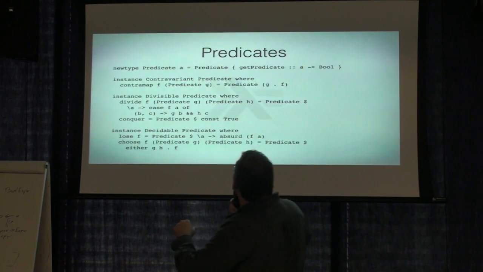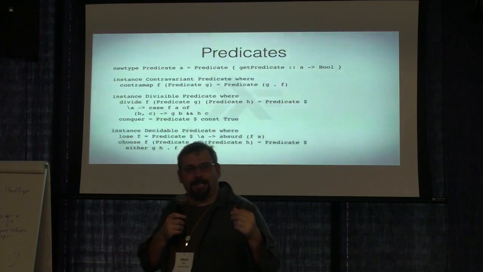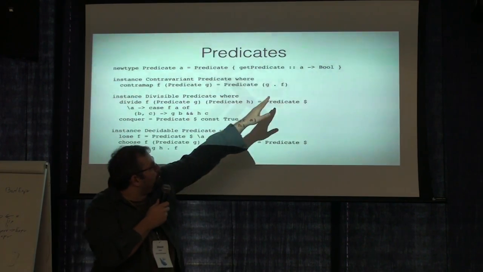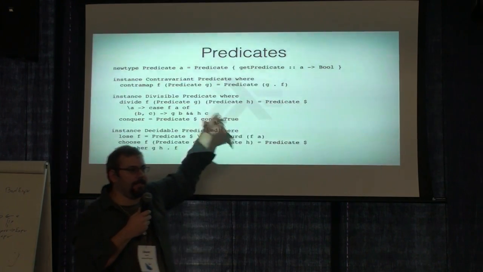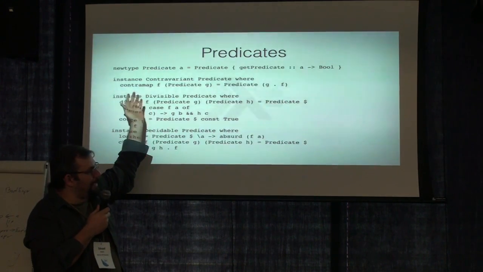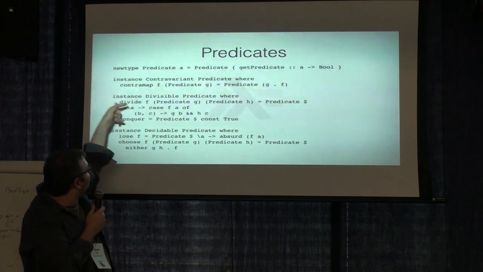Okay, so here we can have this notion of a predicate. This was the example I trotted out a little bit. If you have a function from A to bool, I can map backwards along its inputs. And so given a function from A to B, I can take a predicate on B's to a predicate on A's.